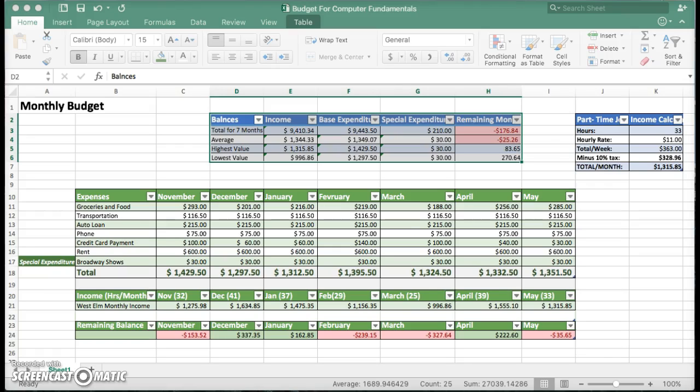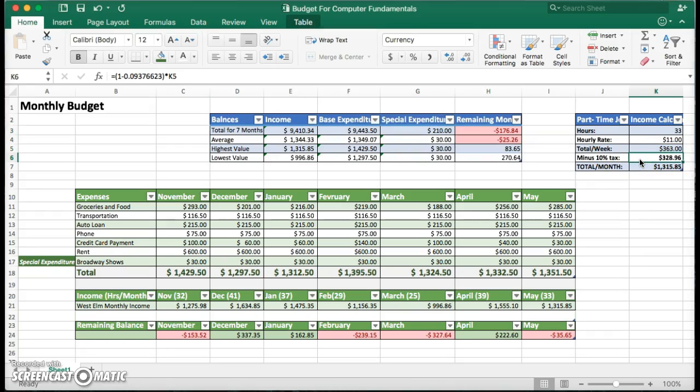So the way that I did this is I used an income calculator for my part-time job. In this income calculator, it multiplies the hours by the hourly rate to give me a total weekly wage. I then multiplied that by the 10% income tax for New York and multiplied that amount by 4 to give me the monthly wage amount. I then implemented this into another table using the income calculator.